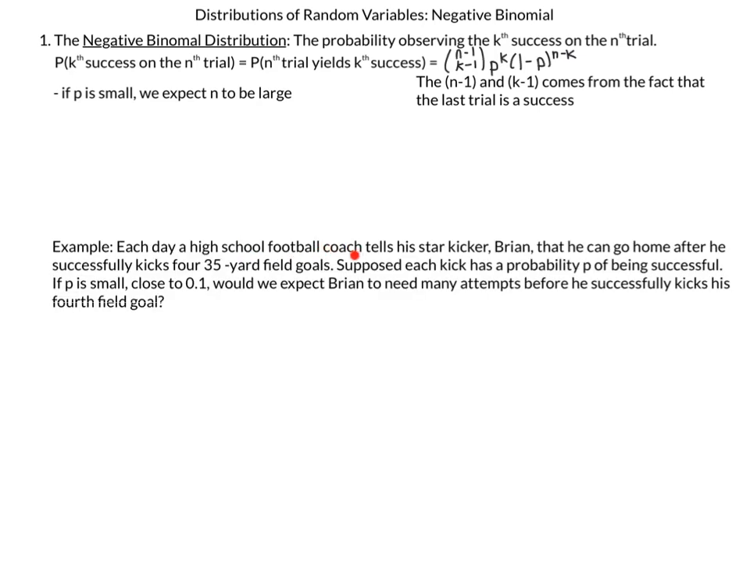So each day, a high school football coach tells the star kicker Brian that he can go home after he successfully kicks 4 35-yard field goals. Suppose each kick has probability P of being successful. Now, if P is small, let's say it's close to 0.1 or 10%, 10% of the time he'll make that field goal. Would we expect Brian to need many attempts before he successfully kicks his 4th field goal? So again, we want his 4th field goal to take n attempts. We want 4 successes. How many attempts does it take? This is what makes it negative binomial.